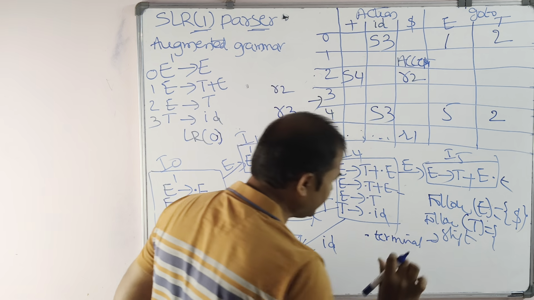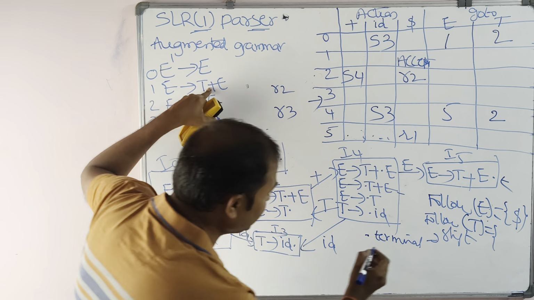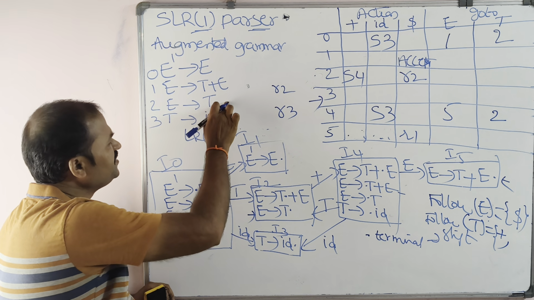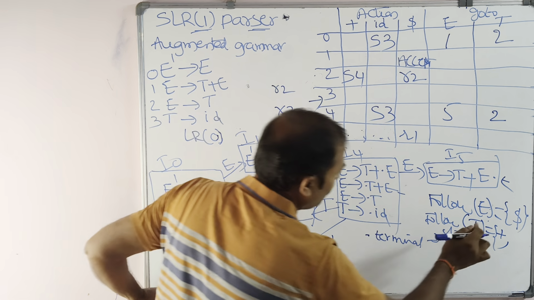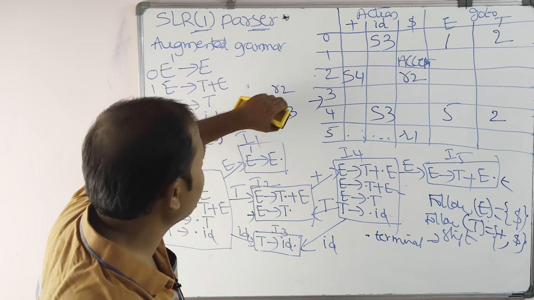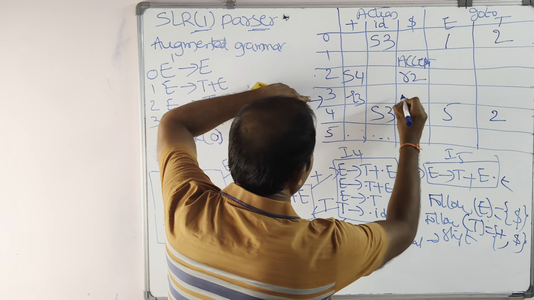So let's check where T is in the right hand side. After T we have a terminal plus. Elsewhere, after T we don't have any symbols, so follow of T will become follow of E. What is follow of E? Dollar. So follow of T is plus and dollar. So write R3 in the plus and dollar cells.